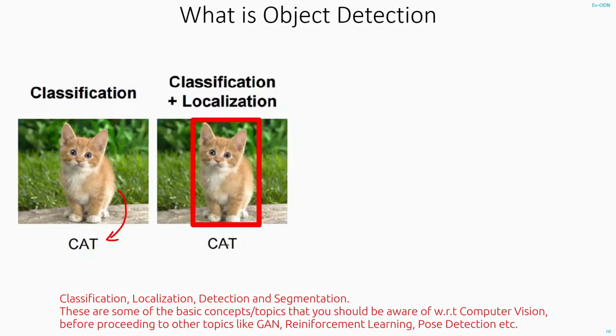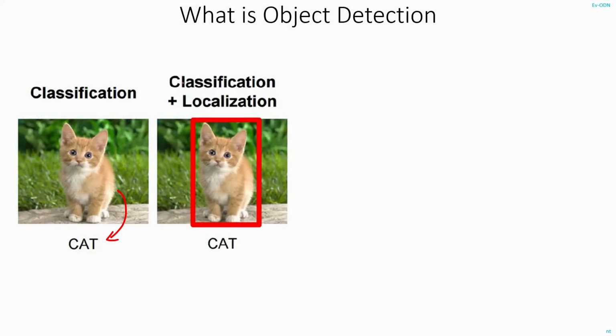And what is localization? In this, you not only identify what object it is, you also help to locate where exactly it is present within an image. The red box around this cat is called a bounding box. The object can be present anywhere in the image, like here or here. The object can sometimes be small or big, and you have to accordingly draw the bounding box.